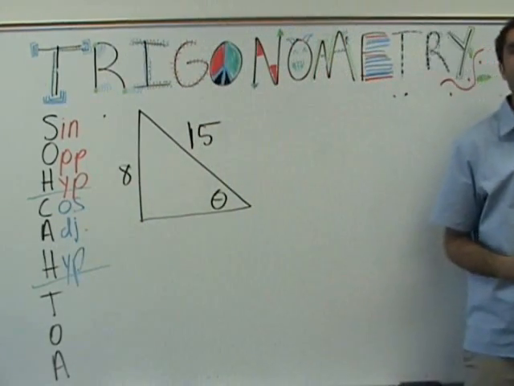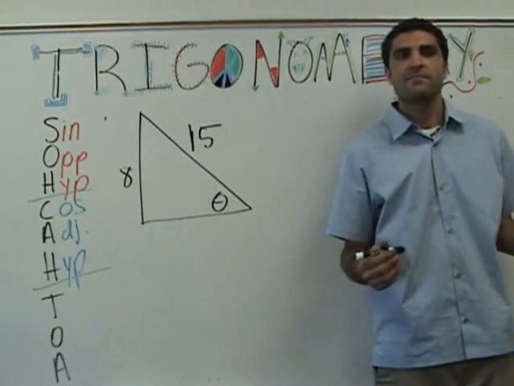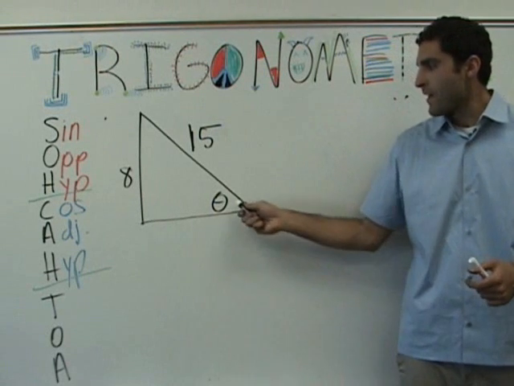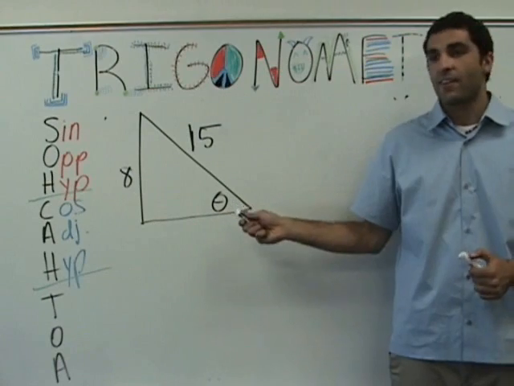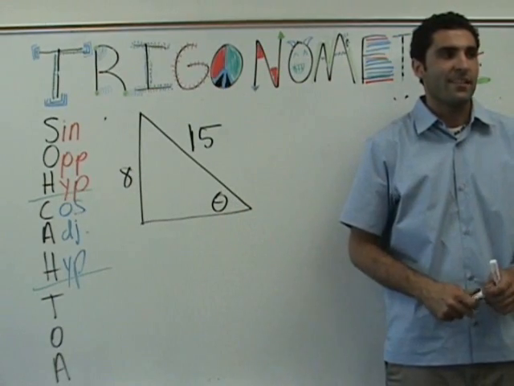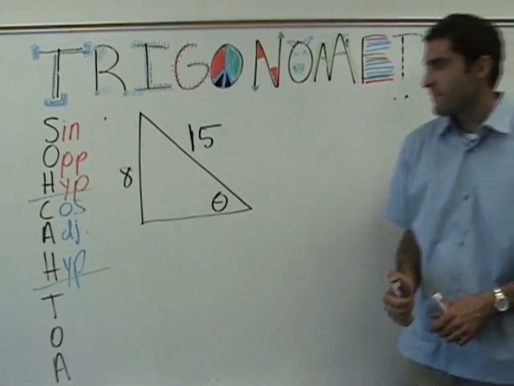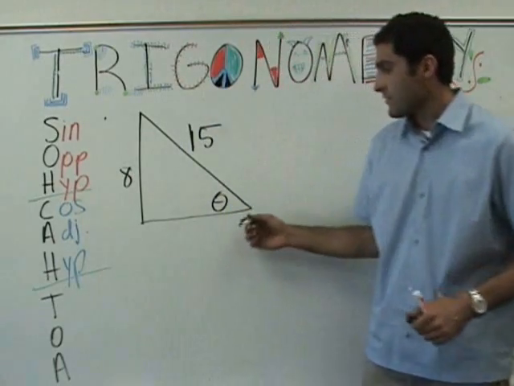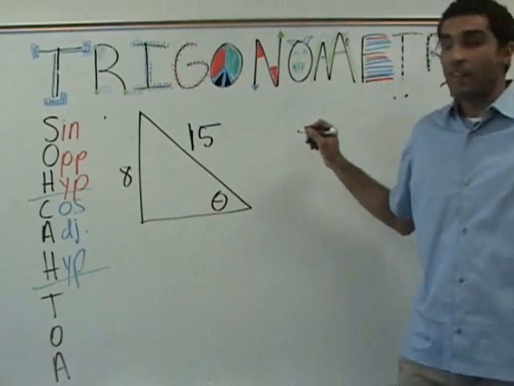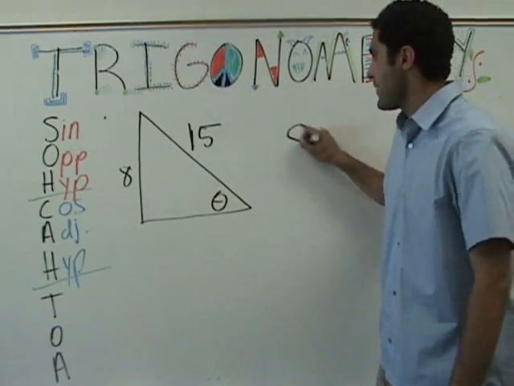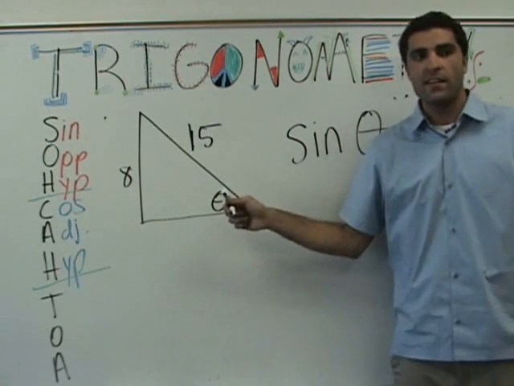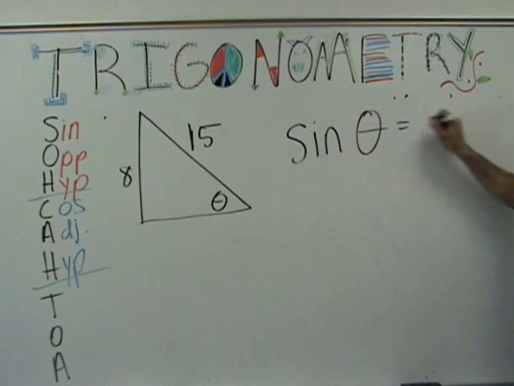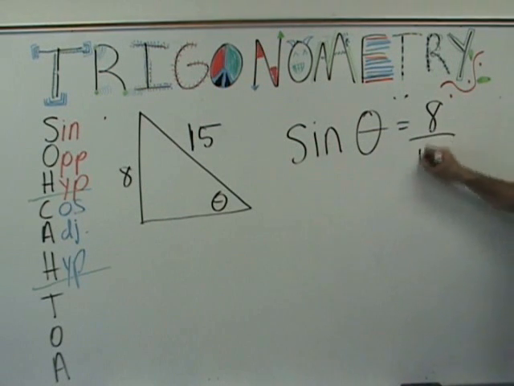Okay. Now, what's the angle? X. How many degrees is this? X degrees. Okay, but how do we solve it? Any idea? Sine of x equals 8 over 15. All right, stop right there. That's really good. So we're going to set up the equation. Sine of theta equals 8 over 15.